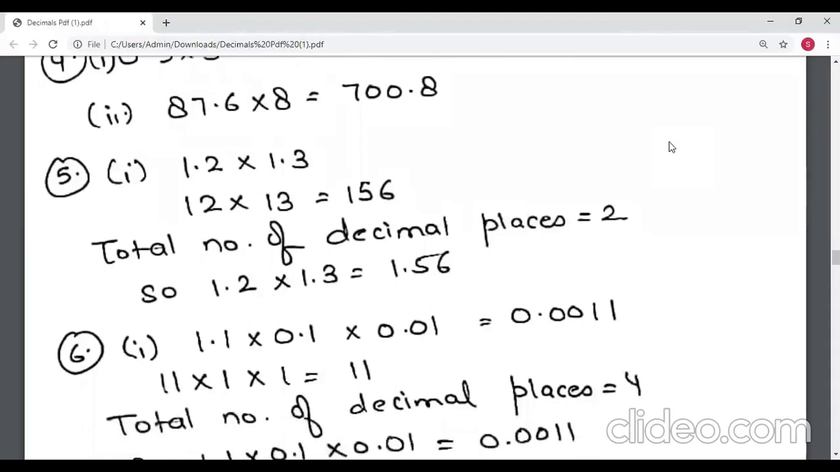Second part, 87.6 into 8. Multiply 876 into 8. You'll get the answer as 7008. And because of one decimal place, you'll get the final answer as 700.8.